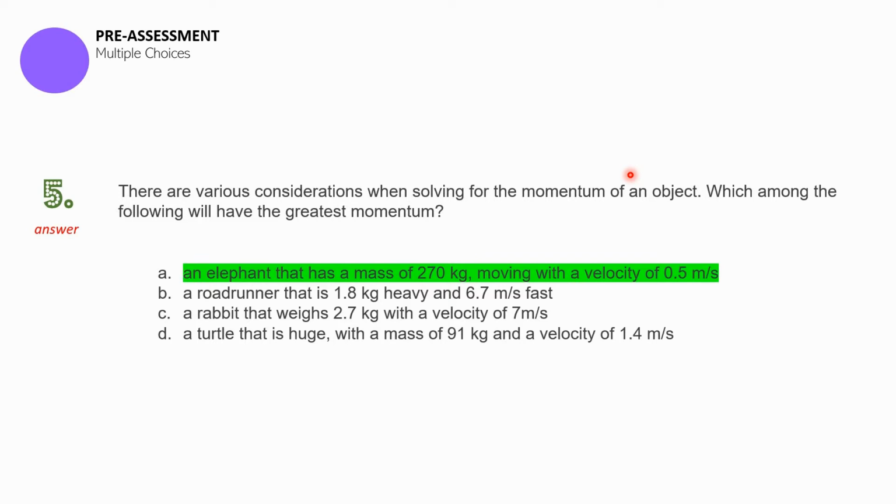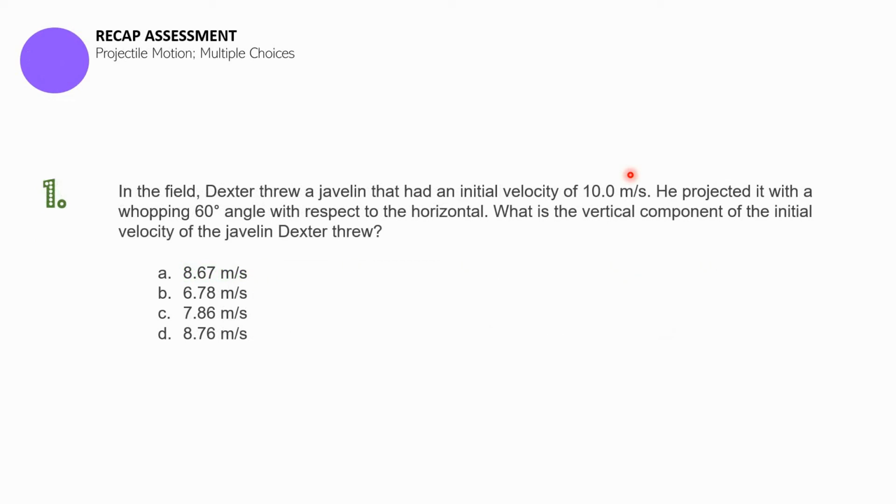And so do not forget, you're supposed to indicate your score, to write your score on the upper right-hand corner of your sheet of paper or of that page on your science notebook. Okay, but don't put that away yet, because the next part of this session is another pre-assessment. It's a recap assessment about projectile motion, multiple choices.